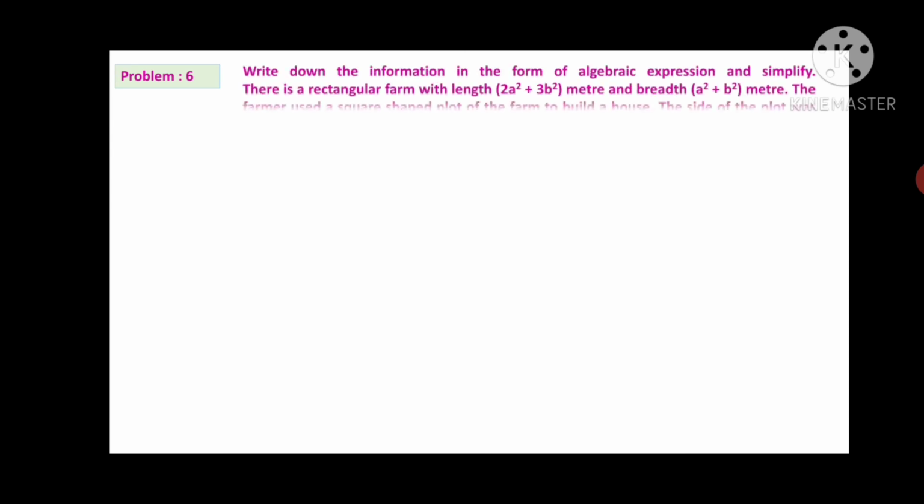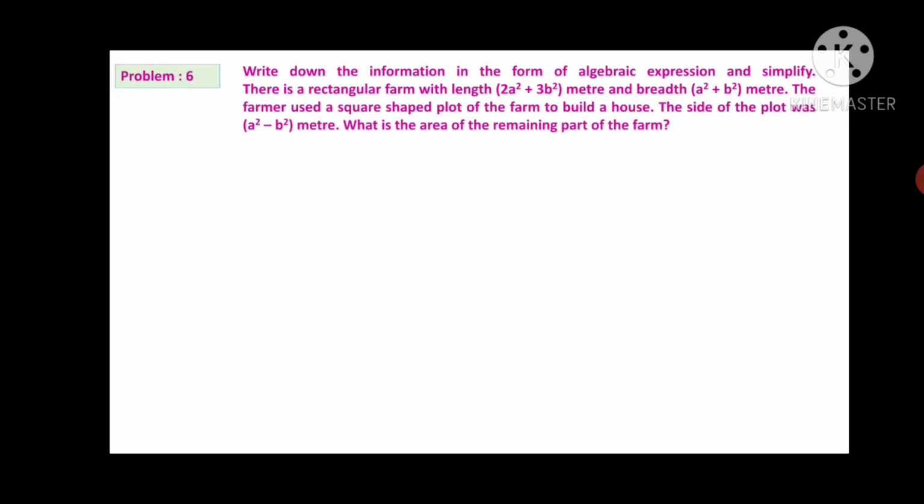Friends, now we'll see one more problem from this practice set 3.1. Write down the information in the form of algebraic expressions and simplify. There is a rectangular farm with length 2a square plus 3b square meter and breadth a square plus b square meter. The farmer used a square shaped plot of the farm to build a house. The sides of the plot were a square minus b square meter. What is the area of the remaining part of the farm?